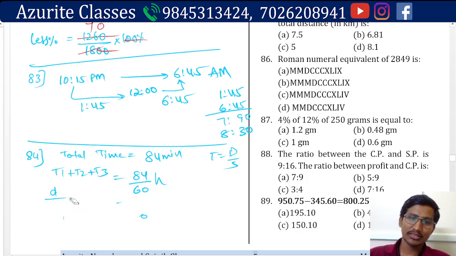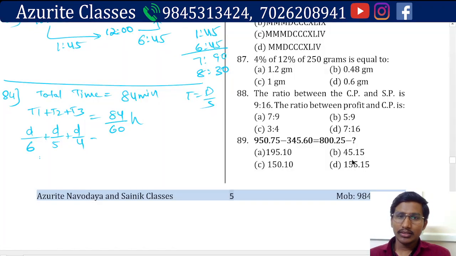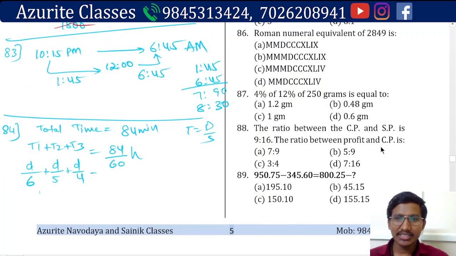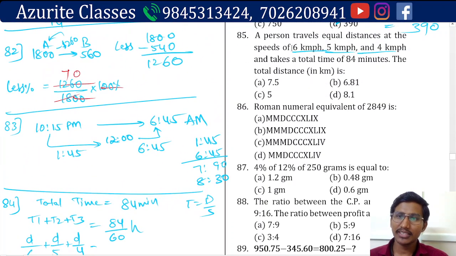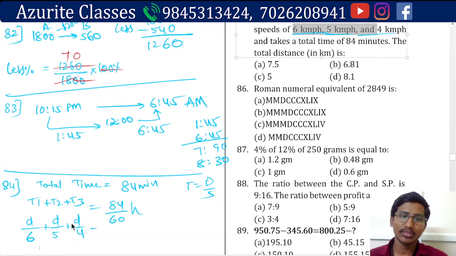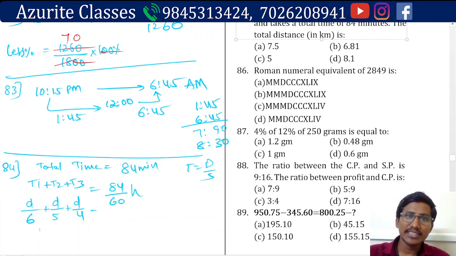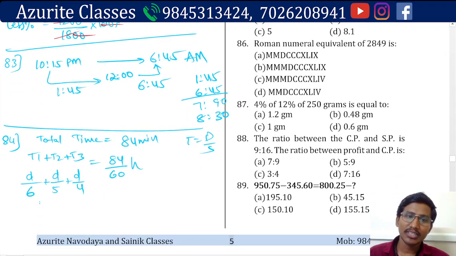I will write it once again. So for the 84th question, time is distance by speed. The speeds are given as 6, 5 and 4, so I have taken 6, 5, 4 and divided, because it is distance by speed. That should be 84 by 60. So I will take the LCM and equate it.